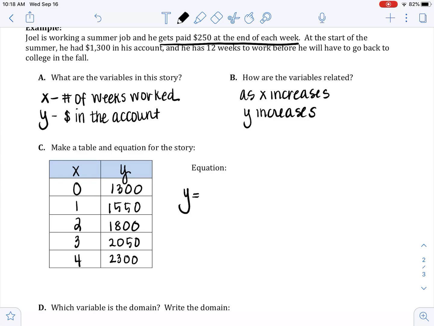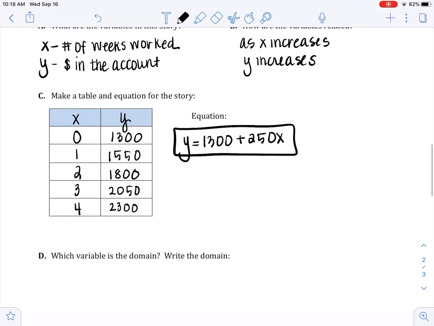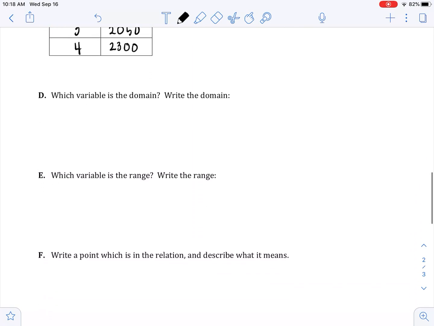All right, let's write an equation for this. Y equals. So he has that $1,300 no matter what, plus he gets $250 for every week that he works. Once again, you can write Y equals 250X plus 1,300.